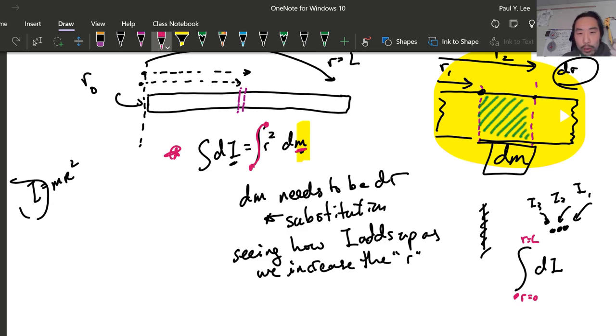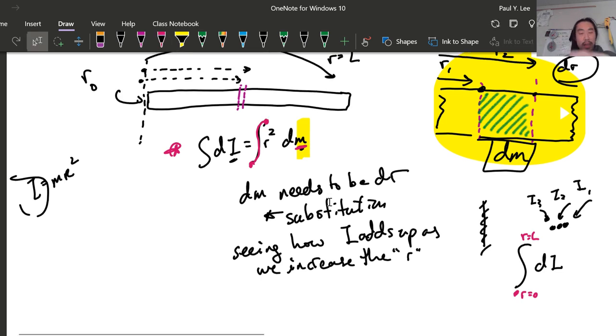All right, so that's why we need to change the dm to dr, because we are looking at how the inertia changes, or how the inertia accumulates, as you increase the rod. All right, so that was a lot of talking, and let's actually get down to the calculus. So that's the difficult physics idea behind it. We're trying to give this formula and this calculus some meaning.